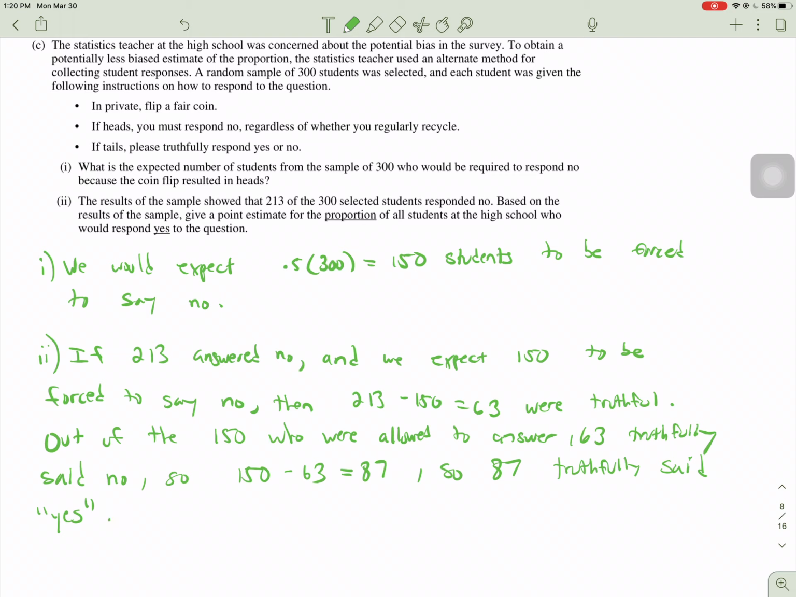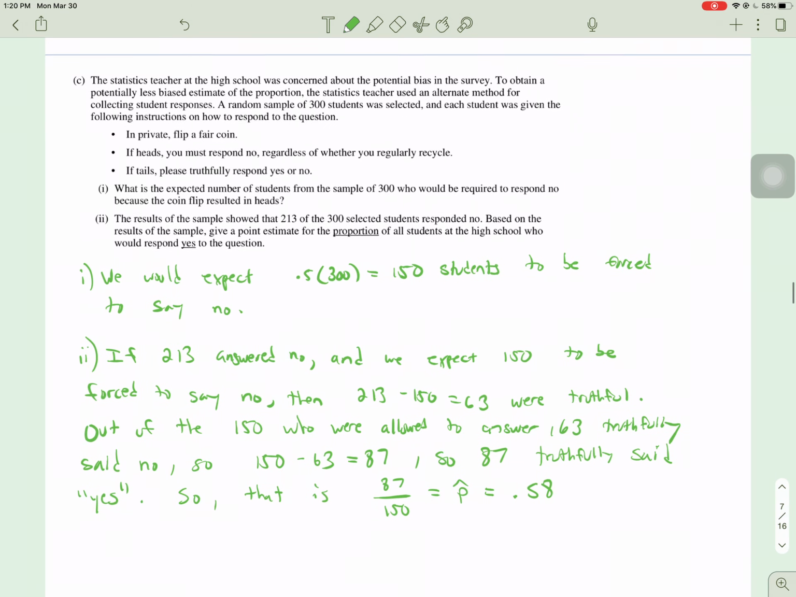Well, what does that mean? So that is 87 out of 150 will be our truthful p-hat, which is 0.58. And that's a tough one, so read through it again and see if it makes sense, and if not, we'll discuss it later.